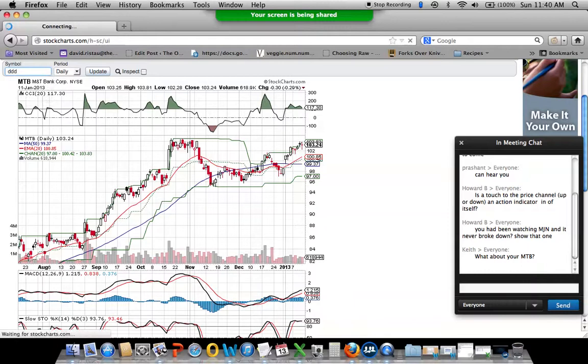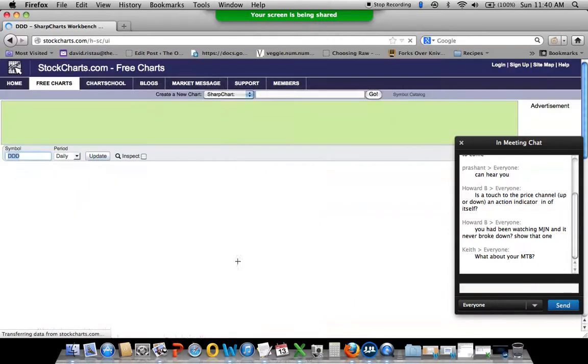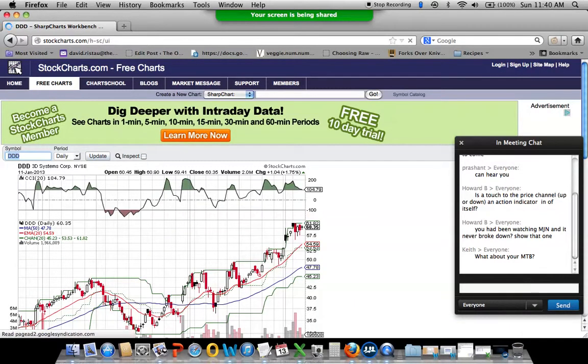Triple D, we got a really nice breakout here on this one. Yeah, we bought it right here when it broke on this channel, and then it just took off. It's great. So that one we got both targets.